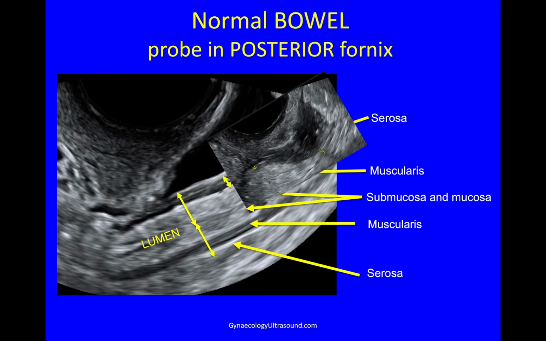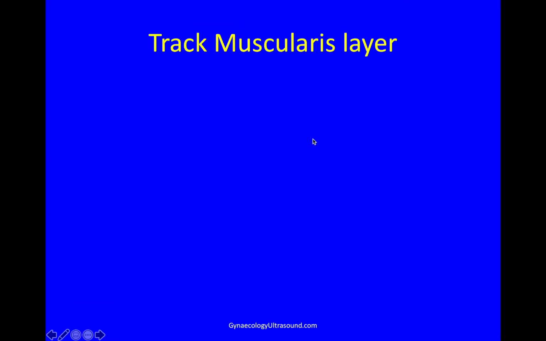If you get endometriosis, this is always affecting the muscularis layer here. So you can see this is what it would look like. Normal muscularis coming in, normal muscularis going out, and you've got this lump of deep endometriosis in the muscularis layer just there.